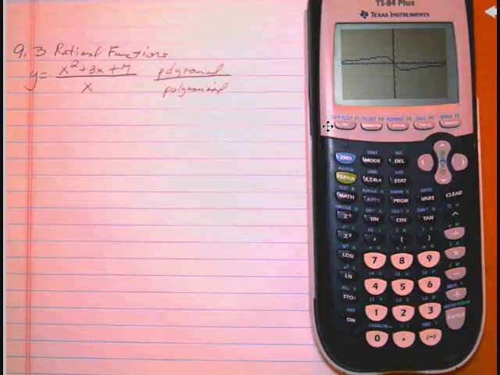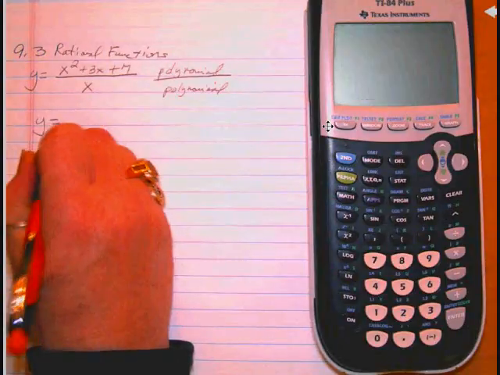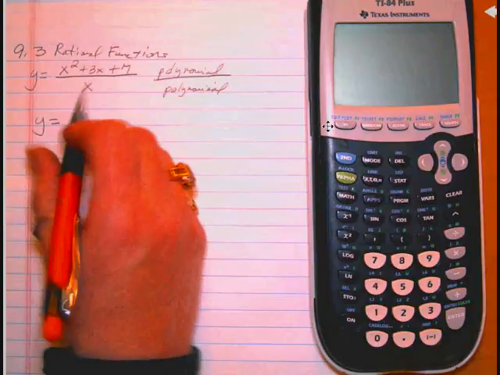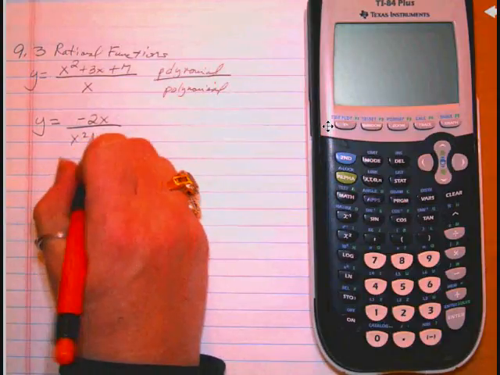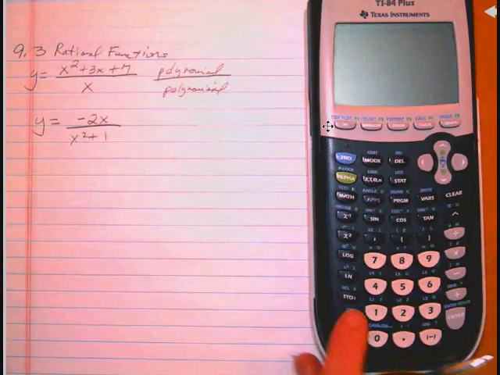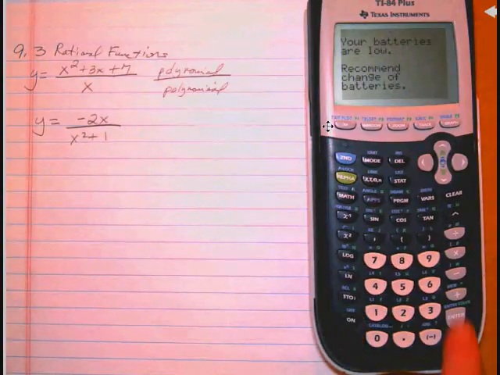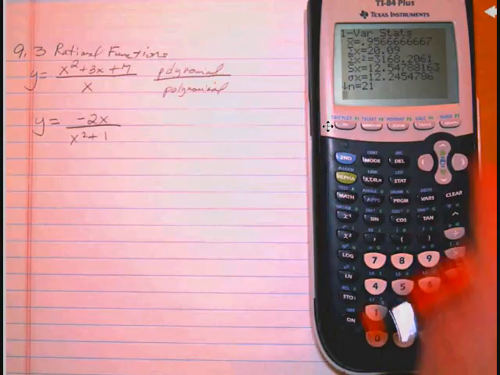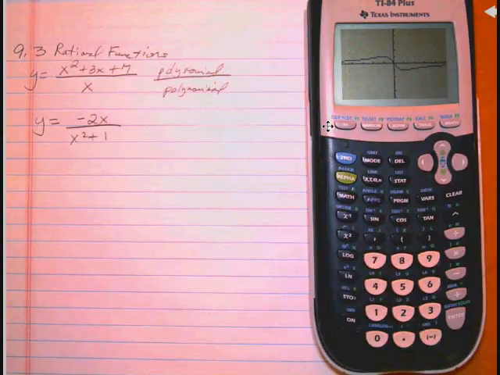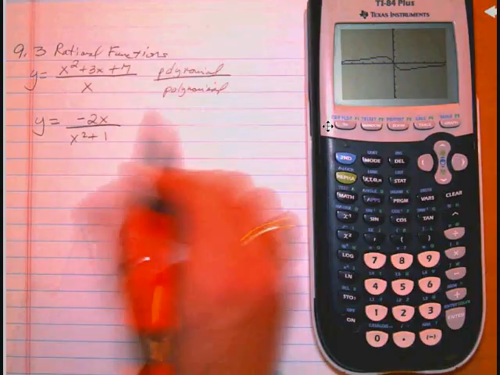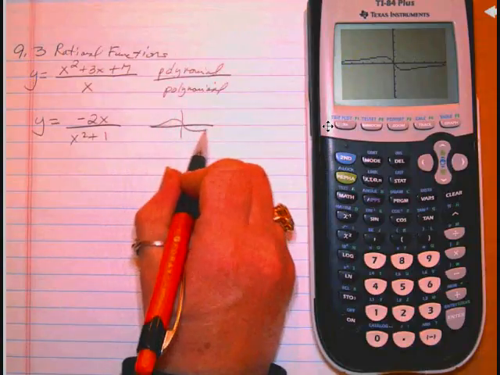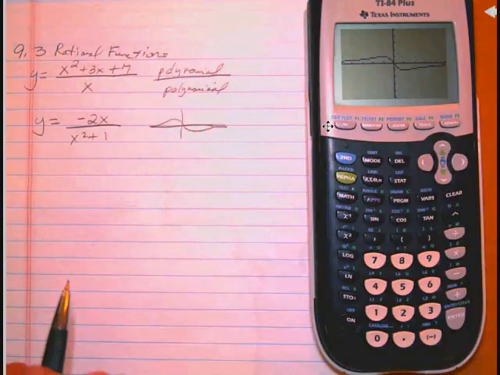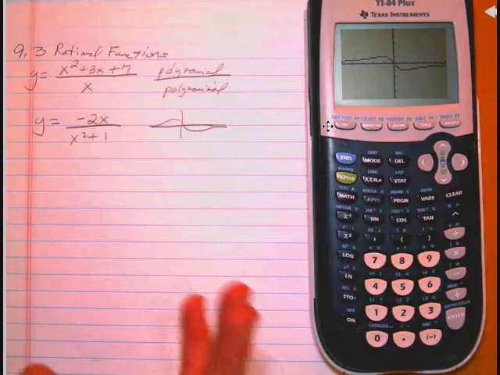Okay, so here's a rational function, negative 2x over x squared plus 1. All right, graph. There we go, and there's its graph. This is not a graph that I would ever have you make by hand. And it's kind of a strange one.